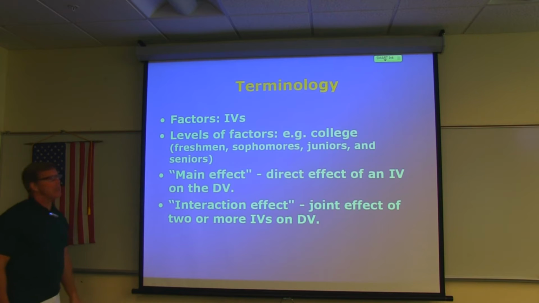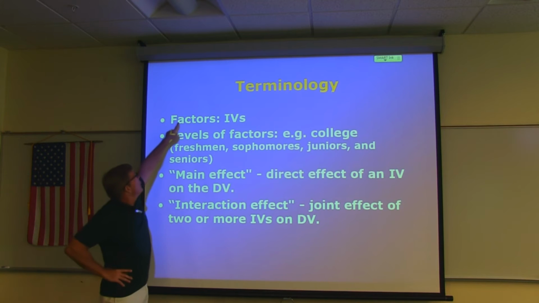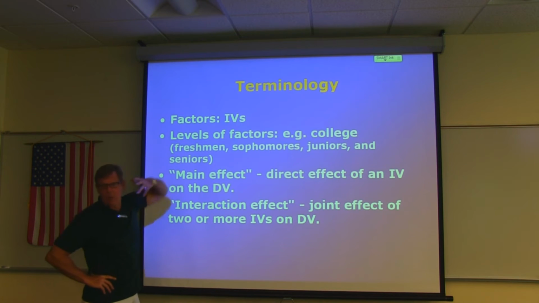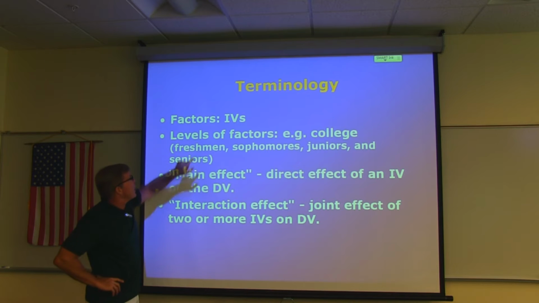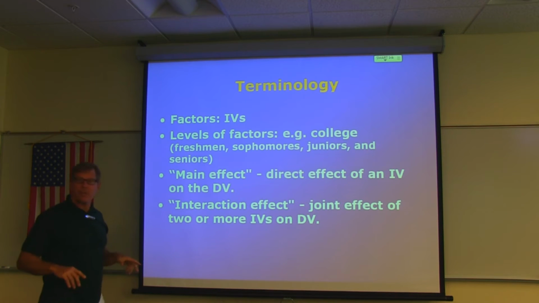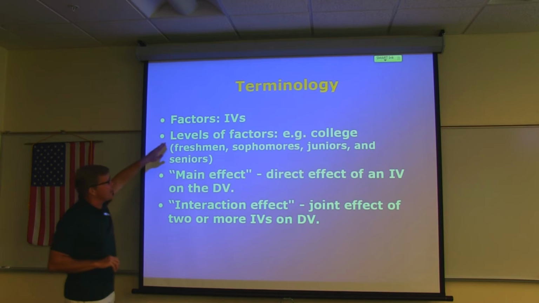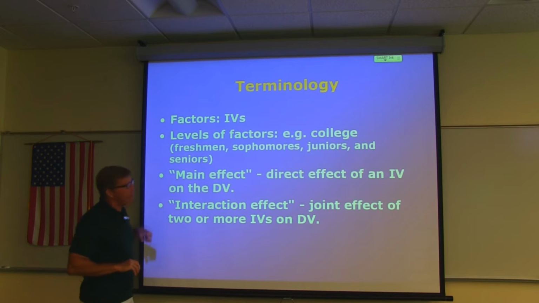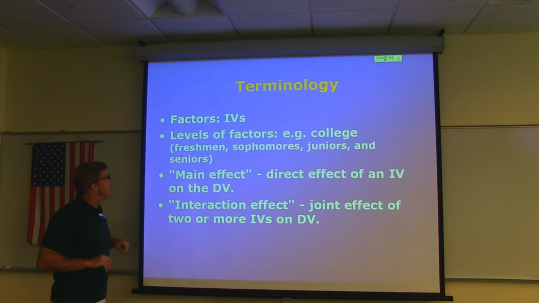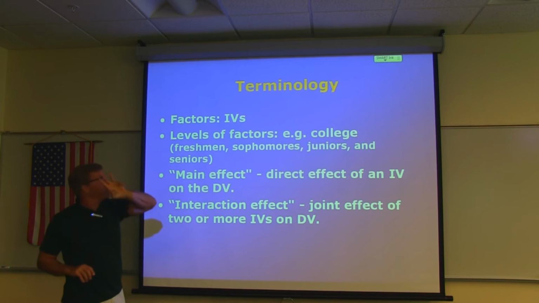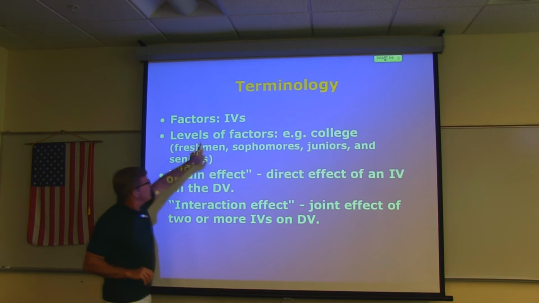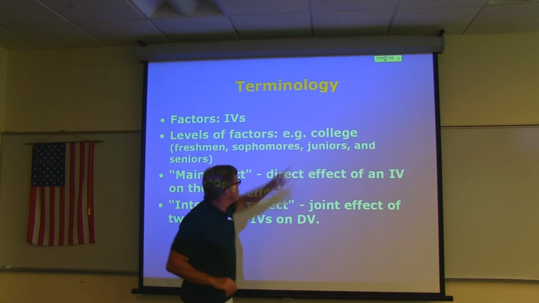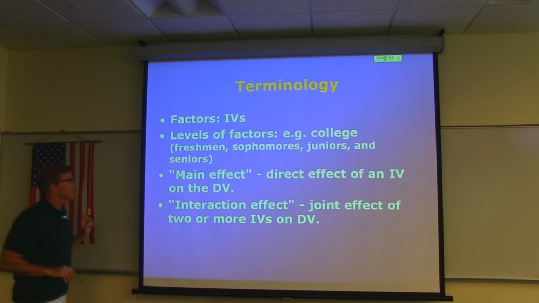We have some new terminology. I used the term factors. A factor, in the experimental sense, is an independent variable. So if we're administering some treatment, we know that it's an experiment and it's indeed an IV, and we call that a factor. And we have levels of these factors. For instance, if factor A was college class, we might have 4 levels of that: a group of freshmen, a group of sophomores, a group of juniors, and a group of seniors.